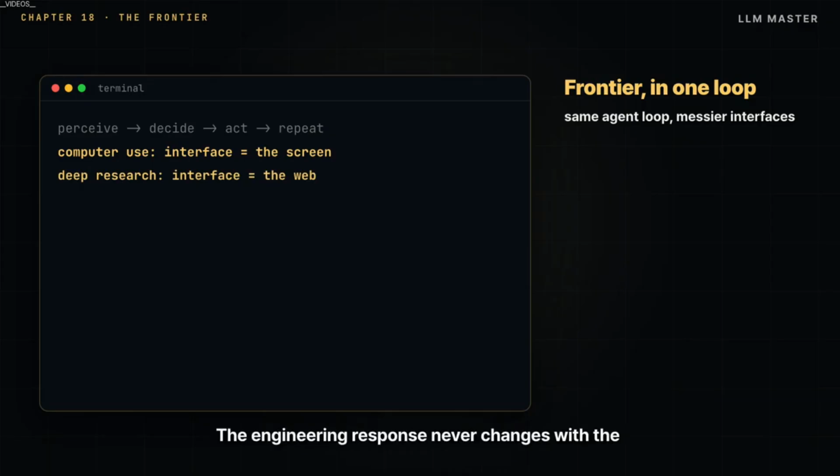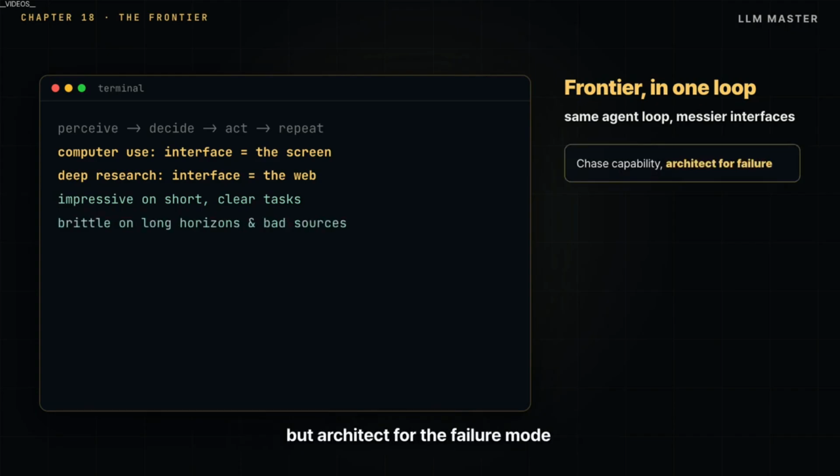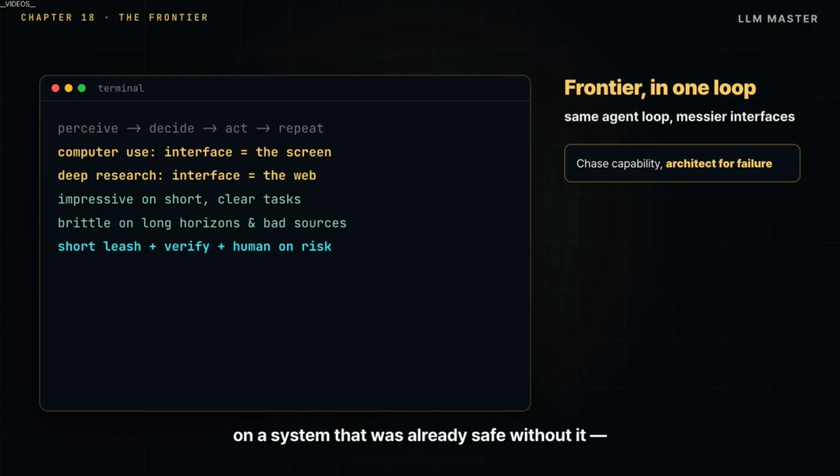The engineering response never changes with the version number. Give autonomy a short leash, verify before you trust, and keep a human at the decisions that carry consequences. Chase the capability, but architect for the failure mode. Do that, and every frontier release becomes free upside on a system that was already safe without it, instead of a new way to fail at scale.